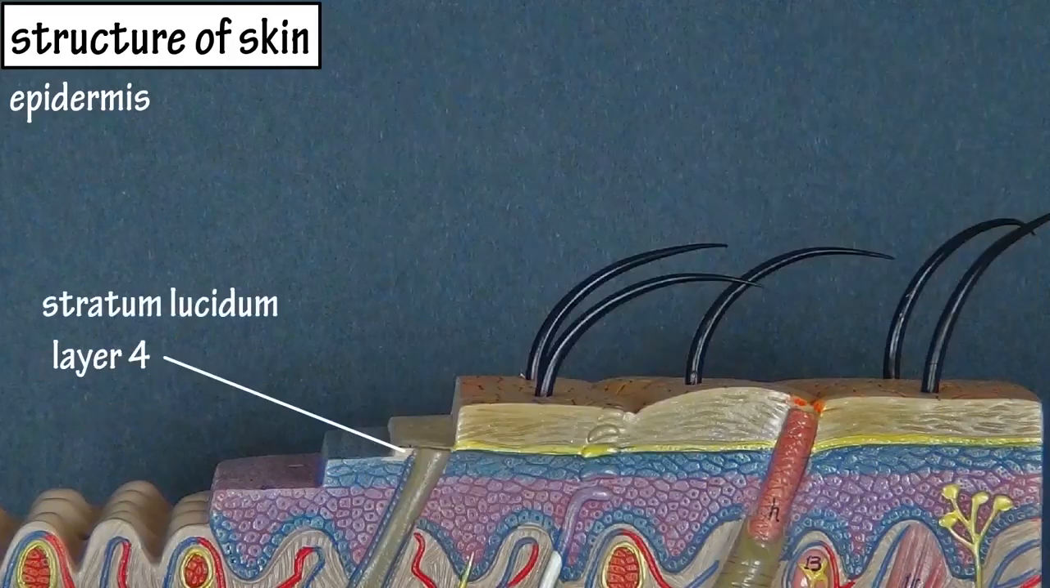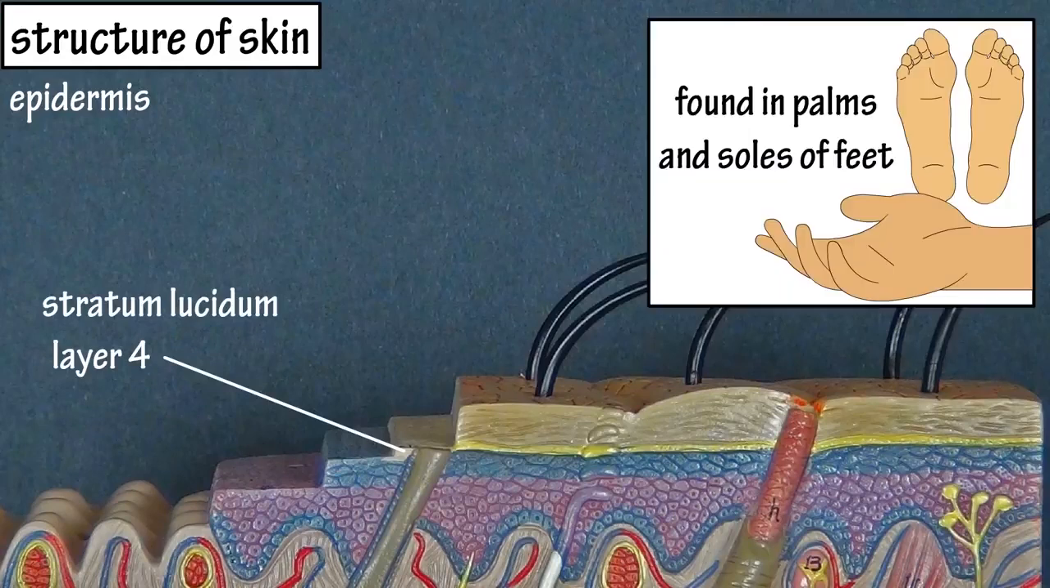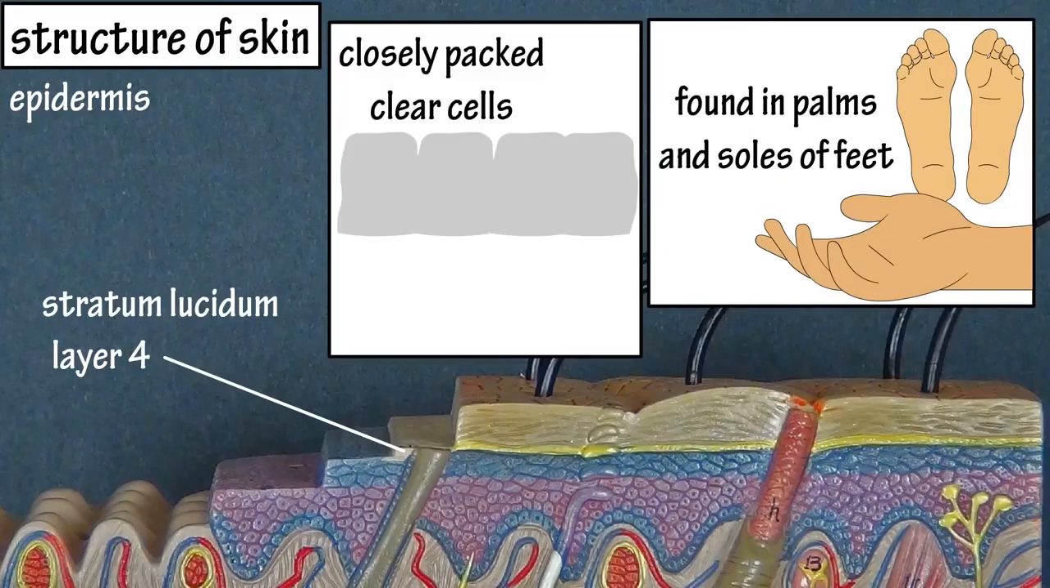The next layer up is the stratum lucidum. This layer is only found in the thick skin in the palms and soles of the feet. The keratinocytes in this layer are clear, flat, closely packed, and have no nucleus or organelles. They are also filled with the protein called eleidin, which is eventually transformed into keratin.